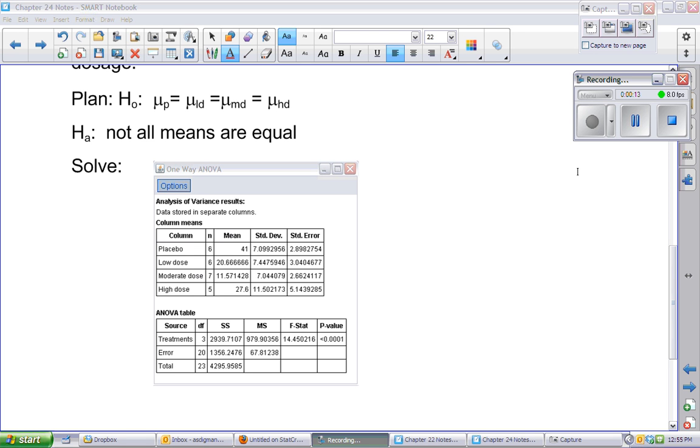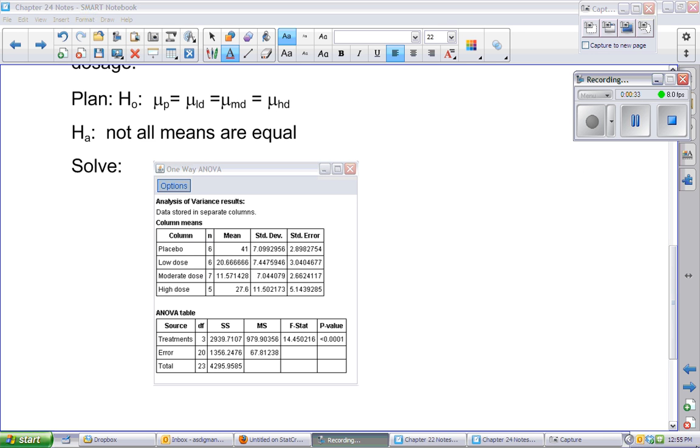So I'm looking at my different means, and I definitely notice a difference between the moderate dose and the low dose. It looks like the moderate dose definitely has a lower number. So if I can test that the moderate dose actually causes a lower mean score than the low dose does, then I can also assume it has a lower score than the high dose because of the differences there.